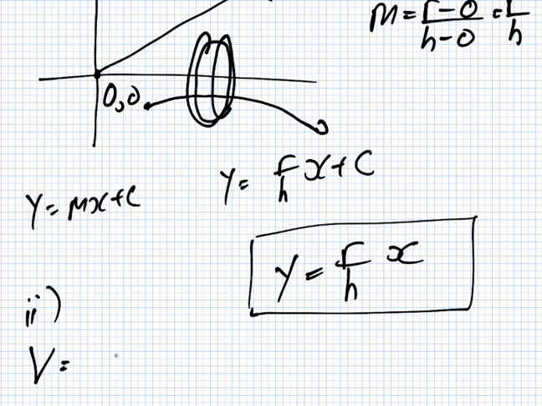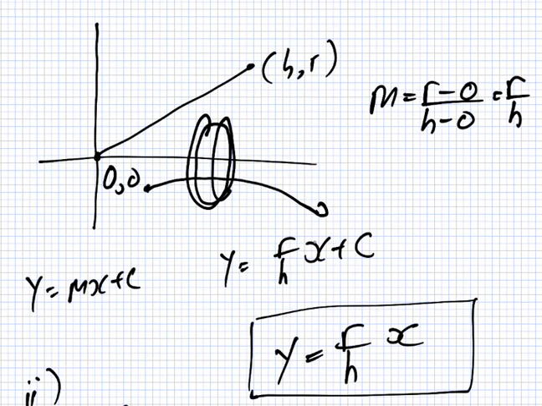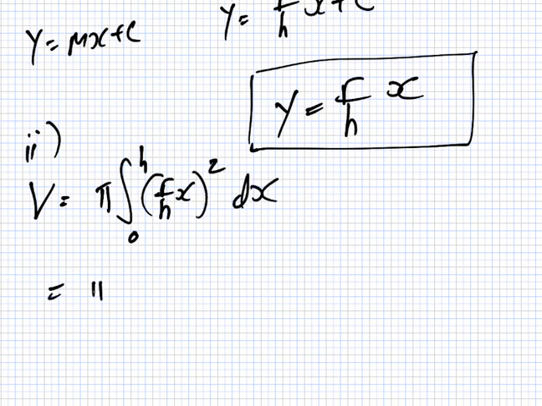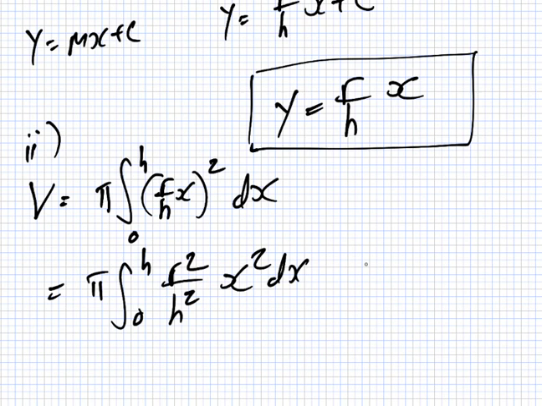So volume equals pi integrate. Oh, by the way, what are my limits here? It's from 0 to, what's this one here? H. So it's from 0 to h, r over h x squared dx. So that is pi, 0 to h, r squared over h squared, x squared dx. Since they are constants, I can take them out.